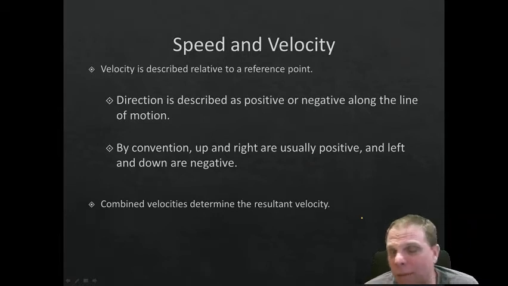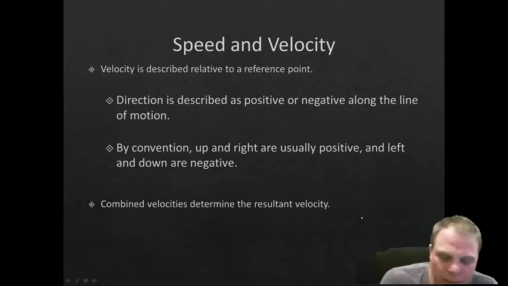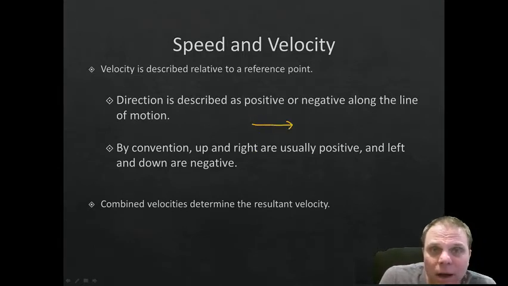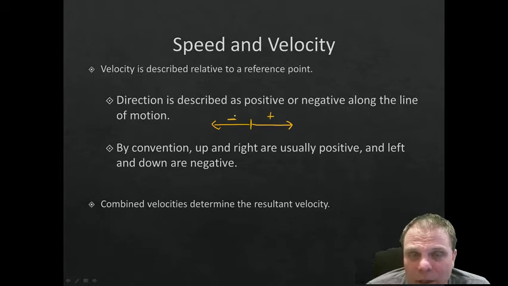All right, so remember that velocity is described relative to a reference point. And so if I'm describing my direction, I have a reference to and from which I'm describing the direction, right? And I can talk about going in a positive direction or a negative direction. So if I go in this direction, I might be talking about my velocity being positive from my starting point. But if I travel in this direction, I might talk about my direction being negative because it's going in the opposite direction.